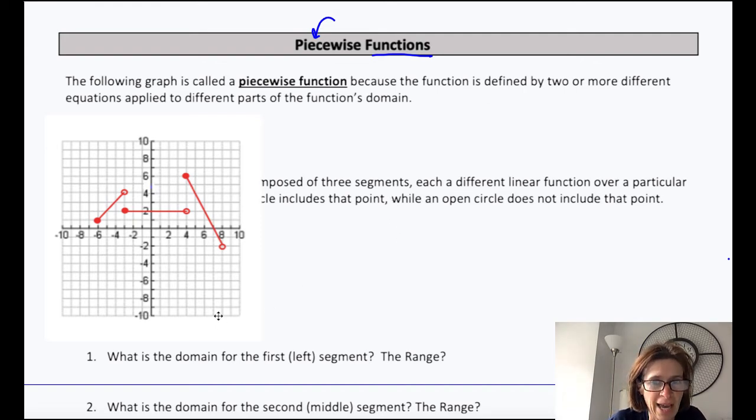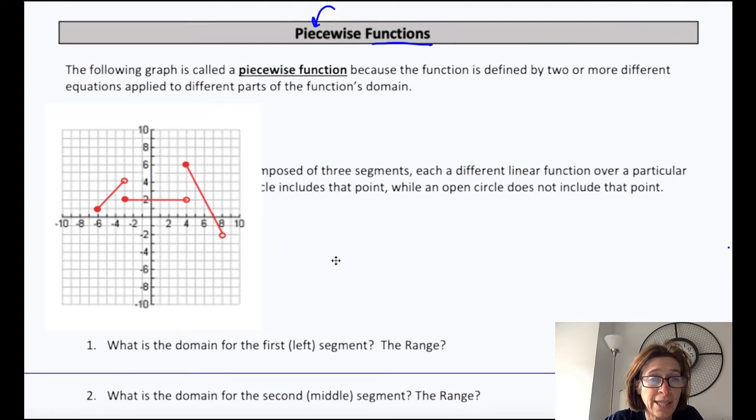So I want us to look at it, and it's composed of, it looks like, 3 lines, 3 different linear functions, okay? Now, we have to notice that some of them have closed circles and some have open circles. An open circle means that it doesn't actually reach that point. It's not including that point, whereas a closed circle does.